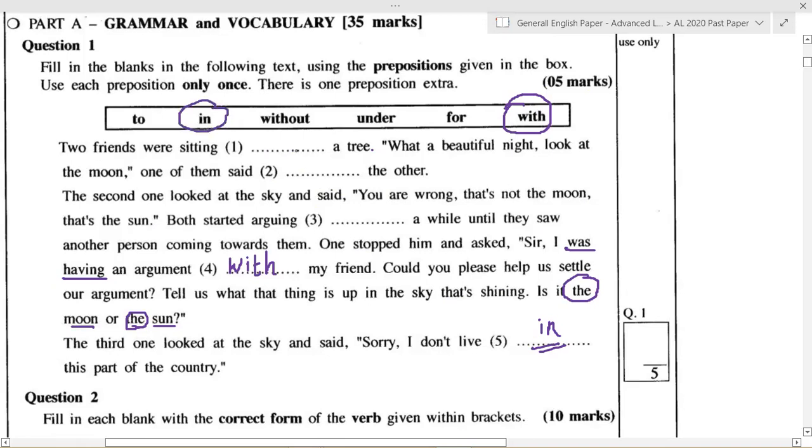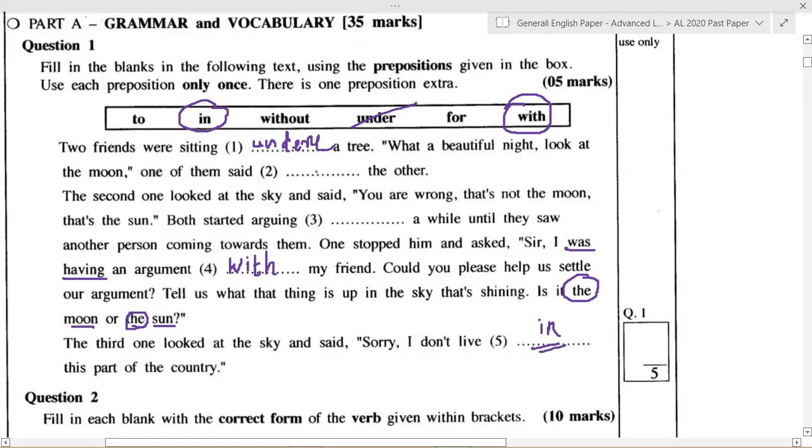Two friends were sitting. Now, for and without are not applicable, it has to be under. So, two friends were sitting under a tree on a beautiful night. Look at the moon. So what a beautiful night, look at the moon.